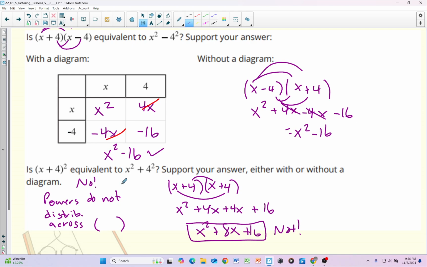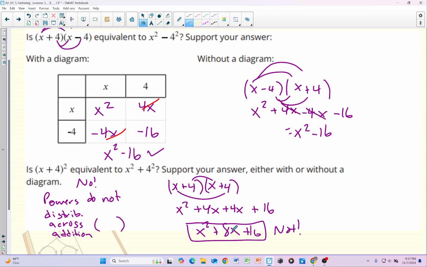So this is kind of a good thing to know, that the 2 does not distribute here across parentheses or really across addition. And that's really the problem here. You can't distribute this power across the addition, because what happens is you actually end up with a middle term rather than just having the two terms.